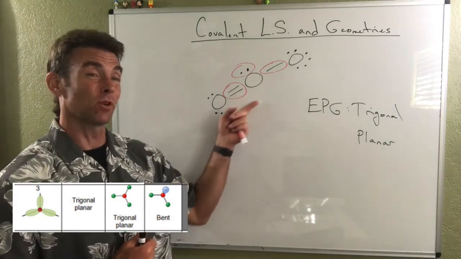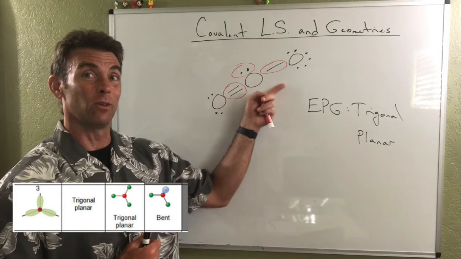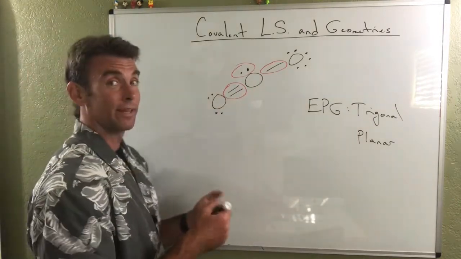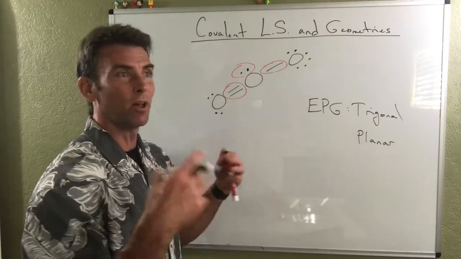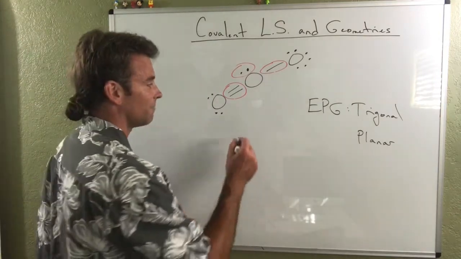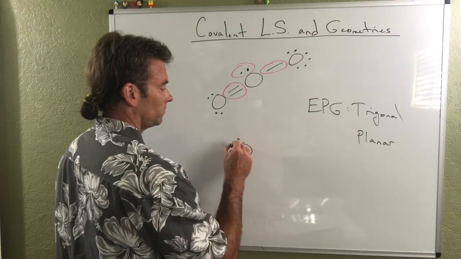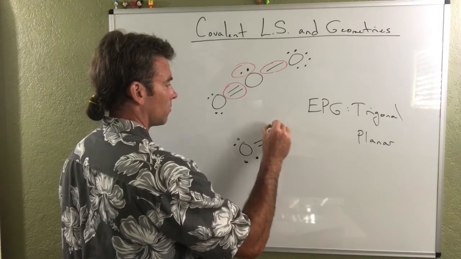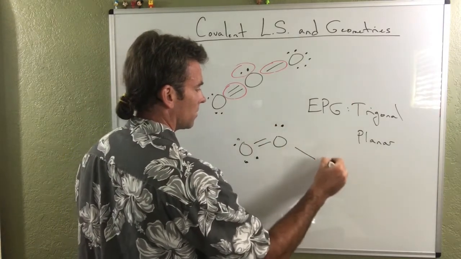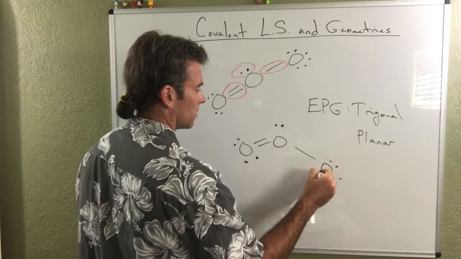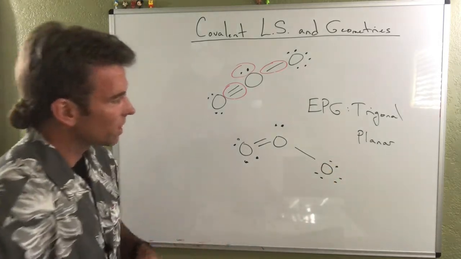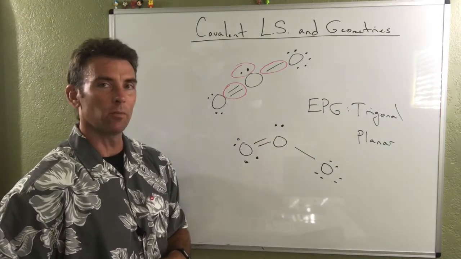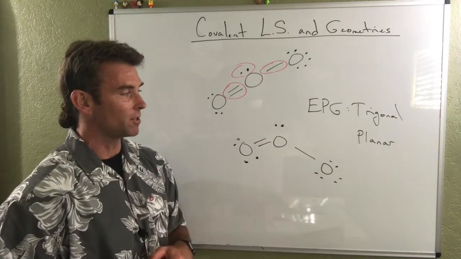A lot of times people trick themselves into thinking something's linear if the Lewis structure is written linear. Well, turns out this one is definitely not linear. By the way, this is ozone, that thing you smell when there's a lightning storm and things like that. Right? So there's a little bit more of a realistic representation of that trigonal planar electron pair geometry.